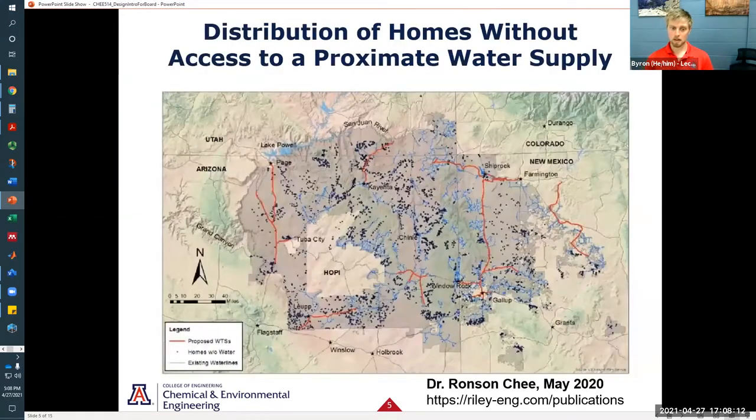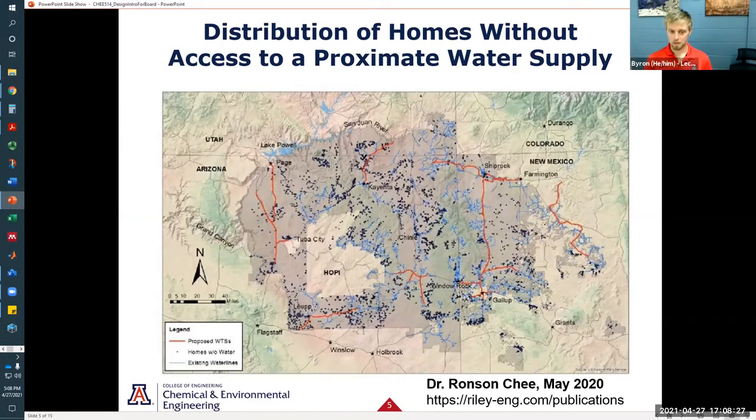So a little bit about those houses without potable water. If you look at this figure, you can see that there are so many little dots there. And those are all homes without water, or potable water in this case.